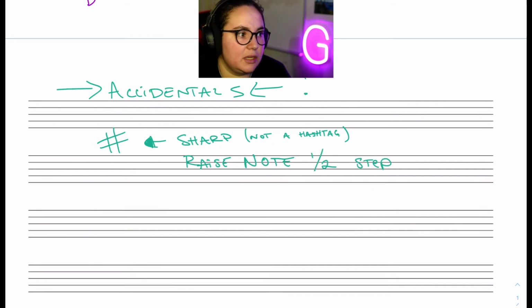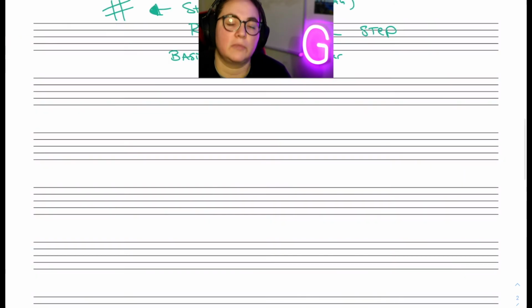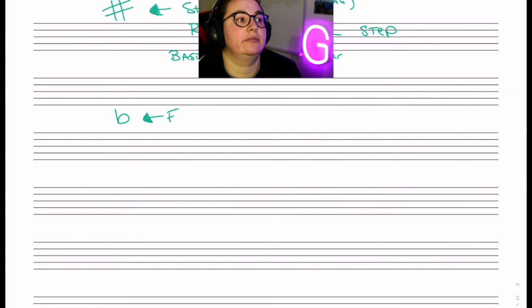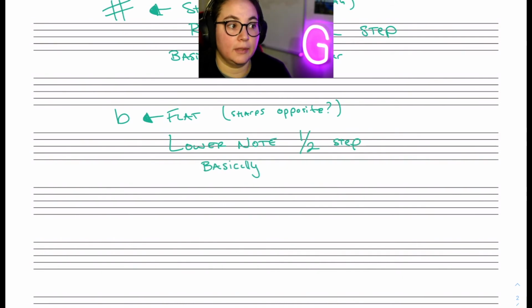Now, that might be a lot of info for you if you've never heard somebody say that before. You're like, what the heck's a half step? What is all this? In basic terms, it sounds higher. Then we see this thing that looks like a little b. That is a flat. And basically, it's kind of like sharp's opposite, right? It basically lowers our note a half step, which again, you're like, wait, what? Makes our note sound a little bit lower.